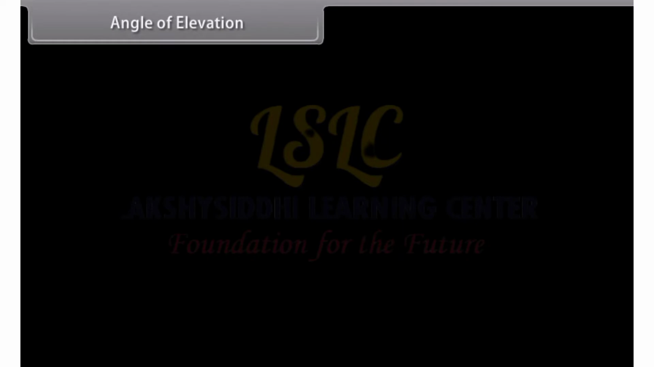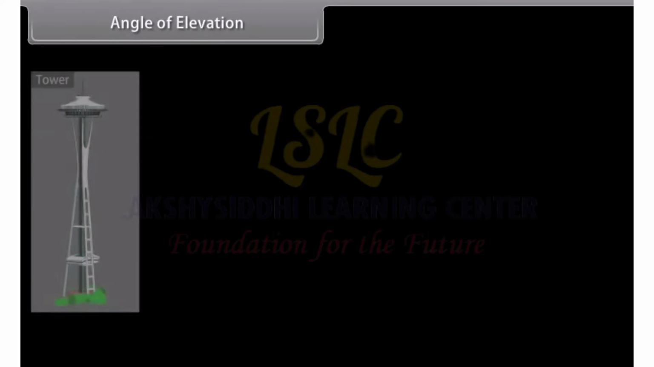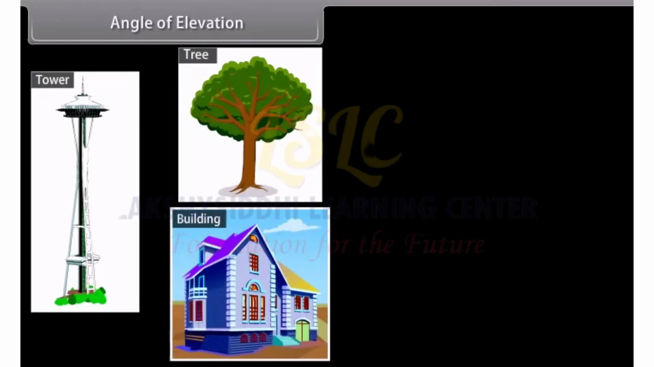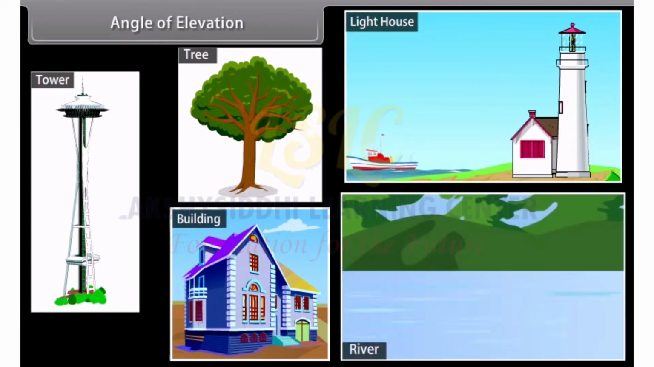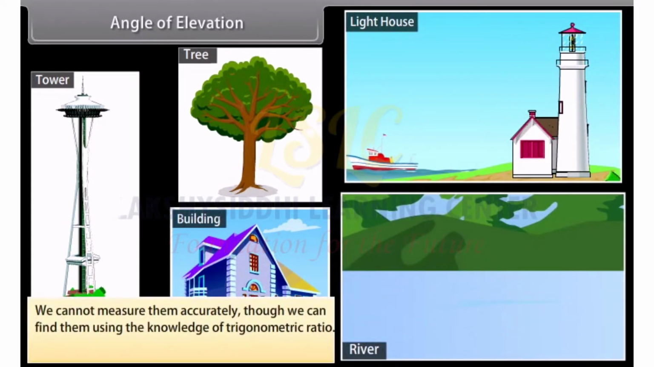Angle of elevation. Sometimes we are required to find the height of a tower, tree, building, and distances of a ship from a lighthouse, width of a river, etc. We cannot measure them accurately, though we can find them using the knowledge of trigonometry ratios. The word elevation means rise or move up.